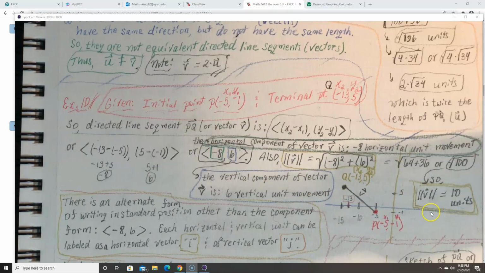So now here is the graph. Here's the origin, x-axis, y-axis, our two-dimensional coordinate plane. All of this is the plane. Here is the initial point P. From the origin, you move in the x direction 5 units to the left, or we say -5. In the y direction, we move -1 unit, which is 1 unit downward, parallel to the y-axis. And so here is the initial point P of our directed line segment, -5, -1.